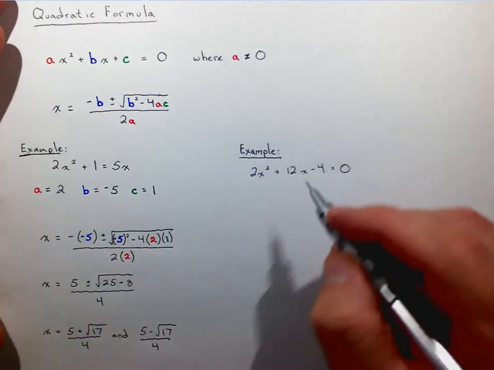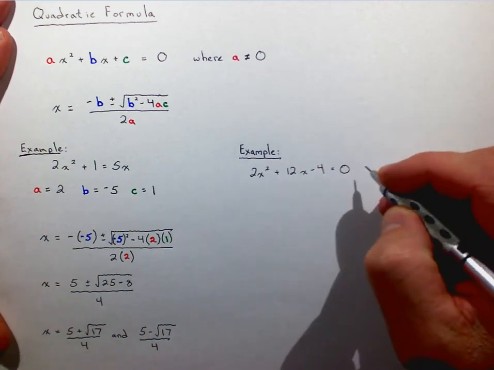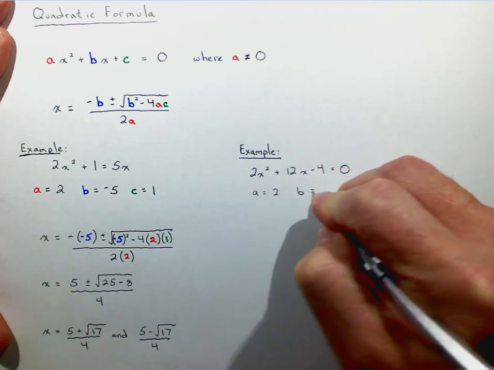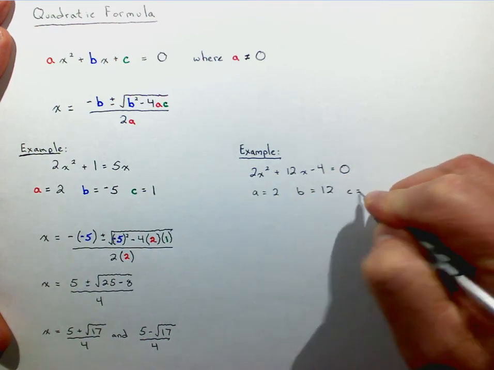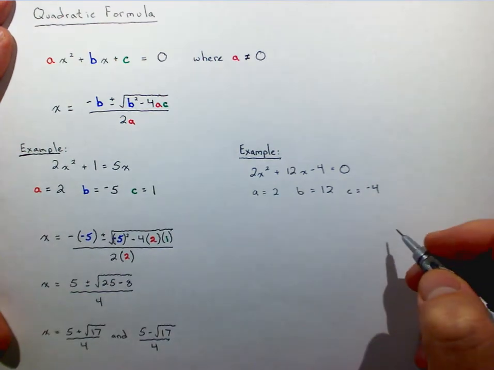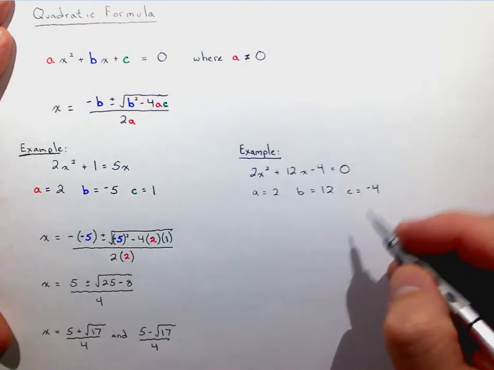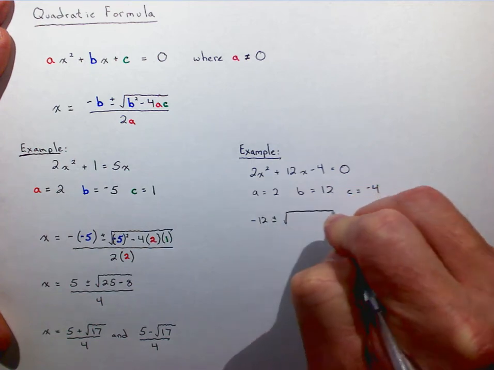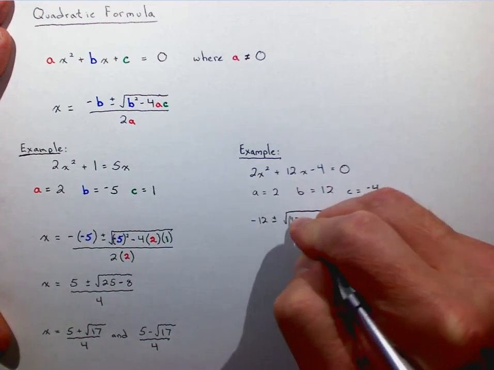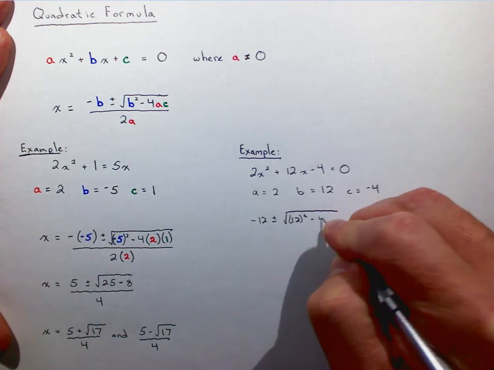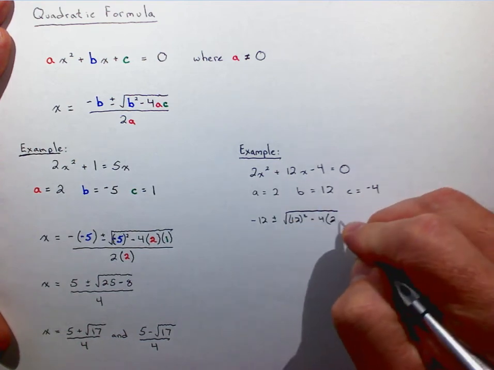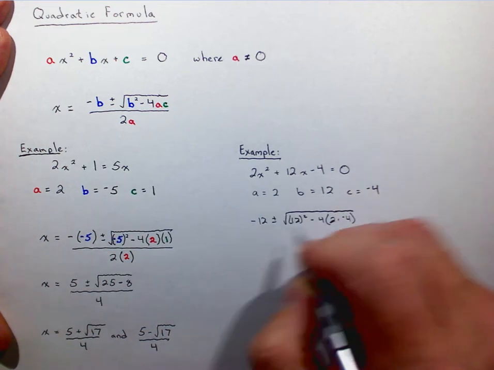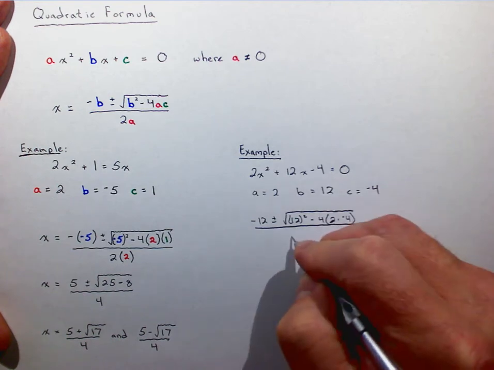All right, so here's my equation. The first thing I'm going to do is identify what A is, it's 2, B is 12, and C is negative 4. And then I'm going to plug into my quadratic formula. So I have negative 12 plus or minus the square root of 12 squared minus 4 times A times C, all over 2A.